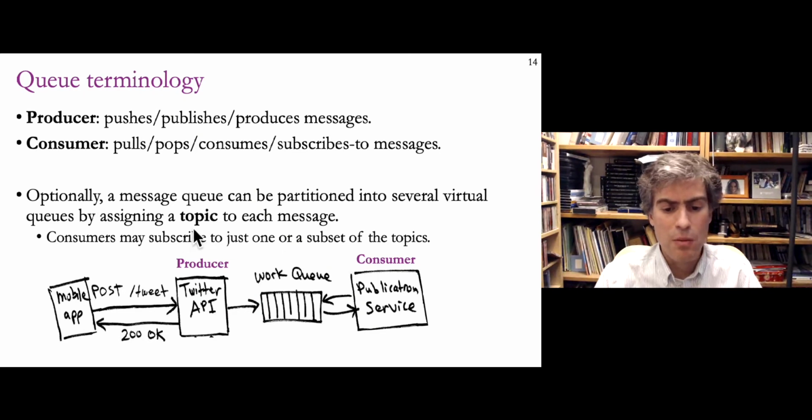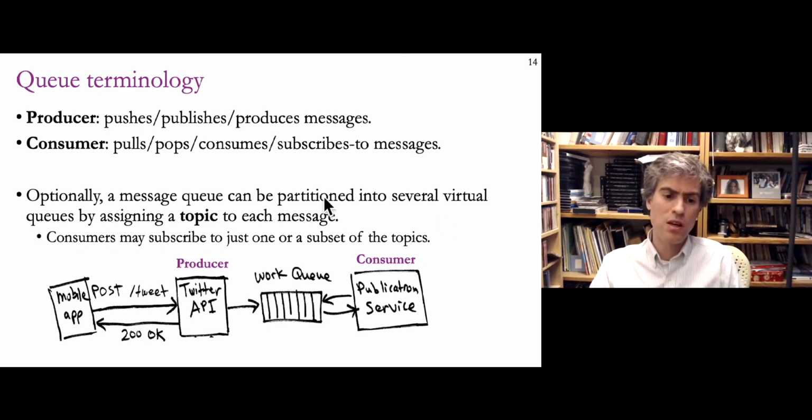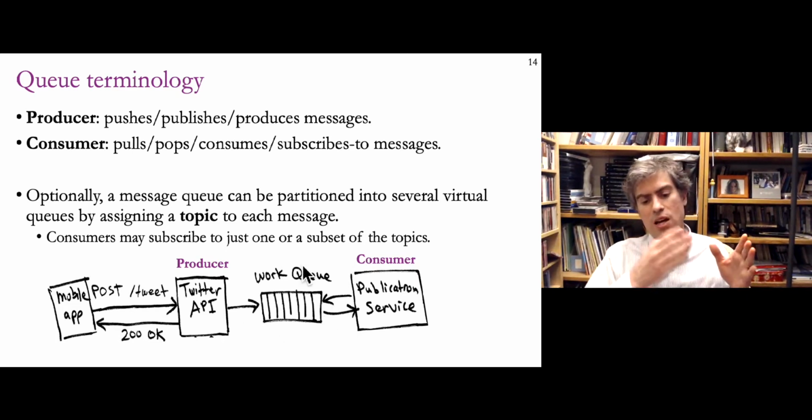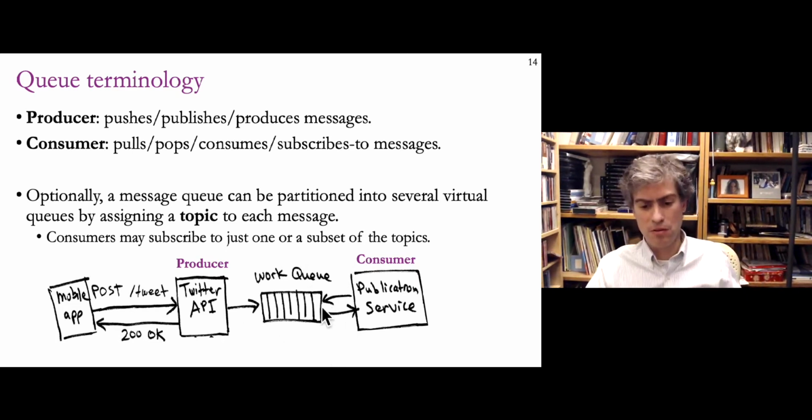Another term here is topic. Optionally, you can take a message queue and partition it into several virtual queues by having different topics. Topics correspond to different types of messages, basically. As a consumer, you might only be subscribed to one topic, which is to say you're only consuming one type of message. A normal queue just has an operation to pull from the head, or pop from the head, or tail, or whatever you want to call the end of it. Enqueue and dequeue are two other terms. Those are obvious because they have the word queue in them.